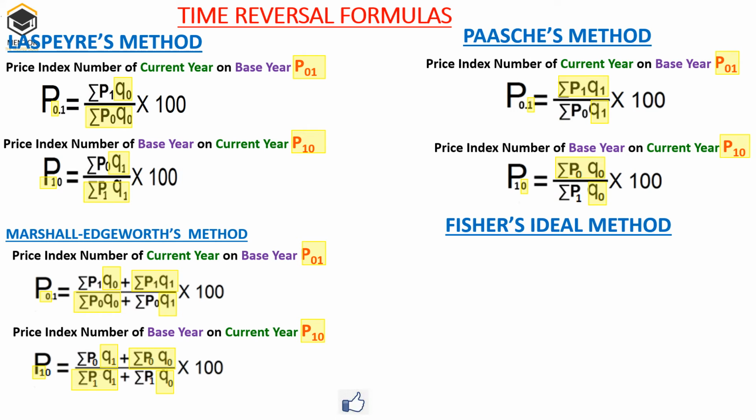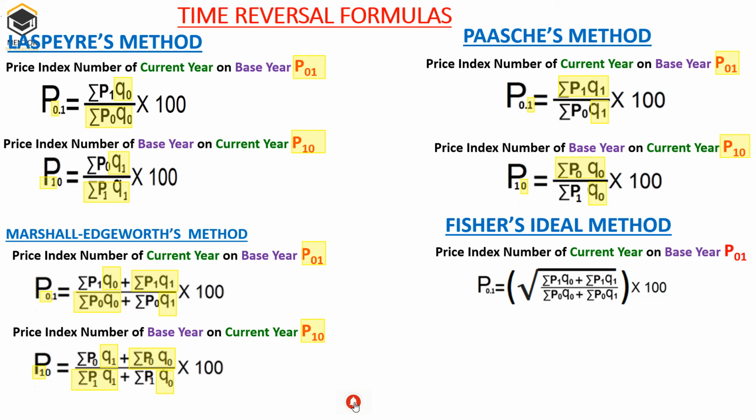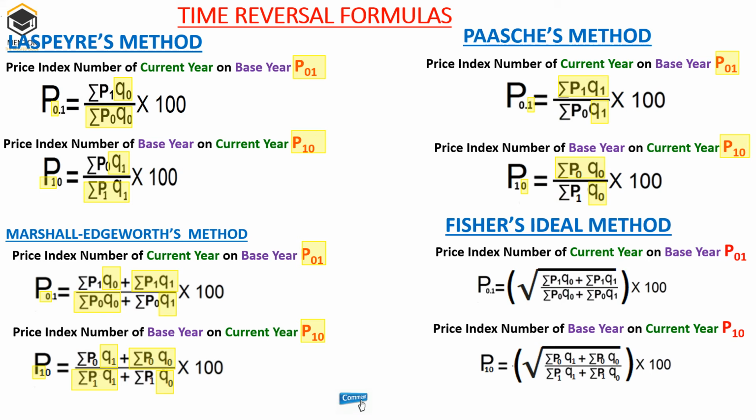So geometric mean means the same Marshall-Edgeworth method we will be having, but the entire formula will be in square root. So within square root I have this formula P01. Next, the same P10 formula within square root I will be having. So same as discussed in Marshall-Edgeworth, we have the same in Fisher's ideal method for P01 and P10. So these are all our time reversal formulas which we are going to use in our time reversal test of consistency of index number.